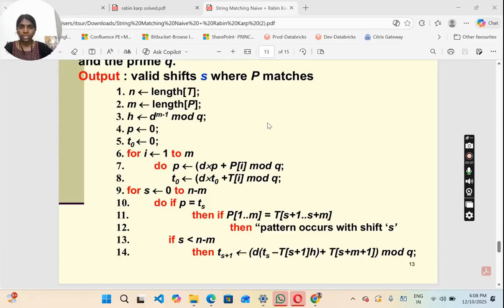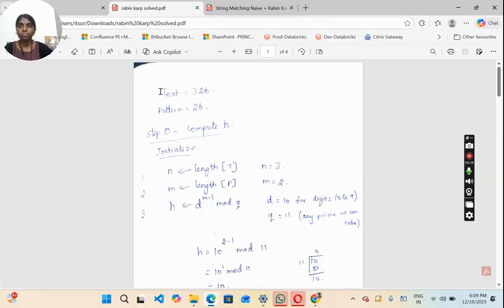Everyone, let us try to understand the Rabin-Karp algorithm step by step. To understand this, I've taken a simple example. My given text is 326 and my pattern is 26, so that in the second shift only we can match the pattern, and by that time we'll understand all the lines.